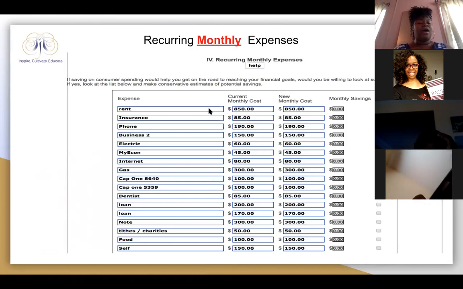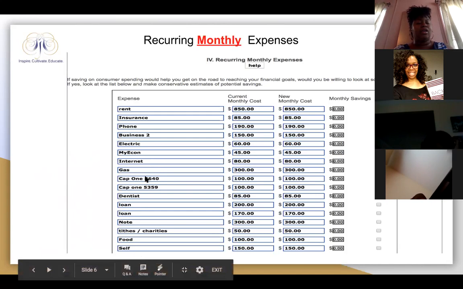But this looks like most of our lives, right? We have rent. We have a cell phone, we have electricity, we may have my econ or another business. We definitely need the internet, and we may have some bills that we're paying once a month.